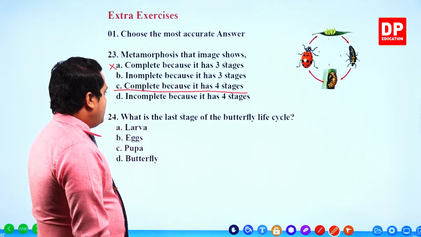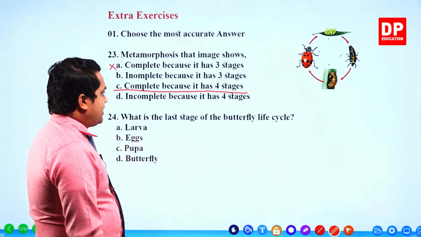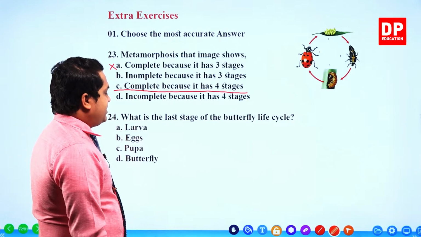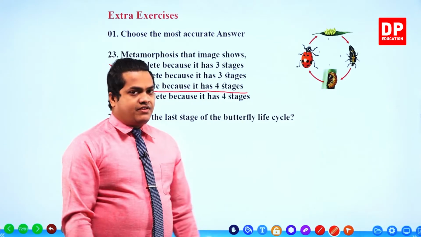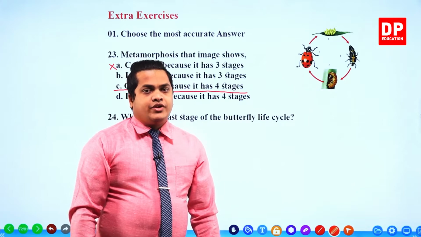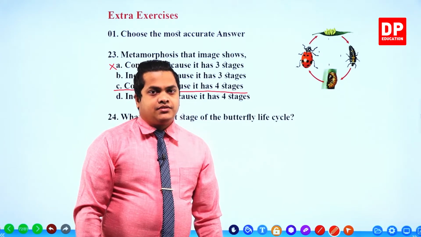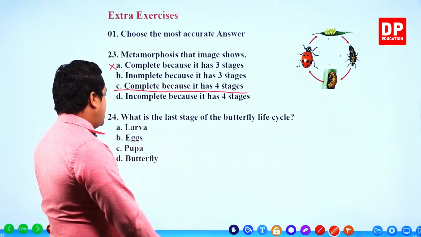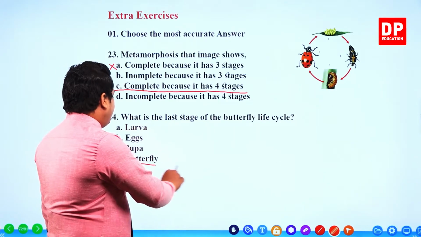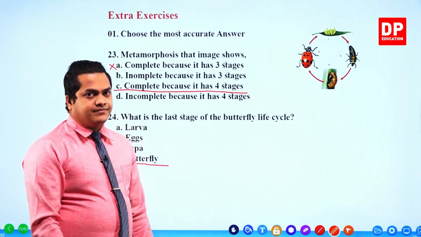Next one. What is the last stage of the butterfly life cycle? Very simple, my dear children. Each and every life cycle is going to end up with the adult. So, adult is our answer, which is referring to the butterfly.